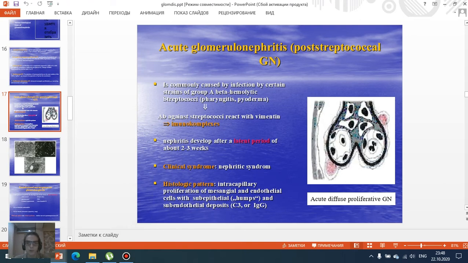Acute glomerulonephritis, or post-streptococcal glomerulonephritis, is commonly caused by infection by certain strains of group A beta-hemolytic streptococci after pharyngitis or pyoderma, and again streptococcal antigens react with antibodies to form immune complexes. Nephritis develops after a latent period of about 2 to 3 weeks, and acute post-streptococcal glomerulonephritis is characterized by nephritic syndrome and a histologic pattern of intracapillary proliferation of mesangial and endothelial cells with subepithelial humps and subendothelial deposits, complement C3 and immunoglobulin G.